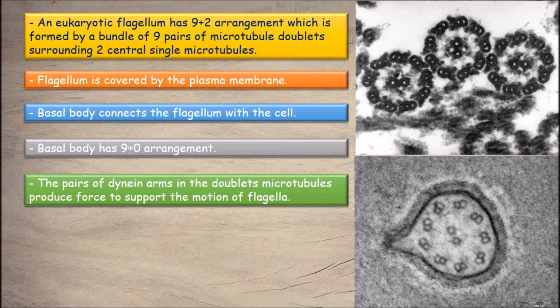arrangement as in cilia. The pairs of dynein arms in the doublet microtubules produce force to support the motion of flagella. This mechanism is the same as in cilia. The energy needed for the motion of cilia and flagella is given through ATP hydrolysis.